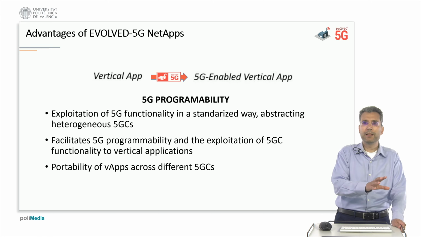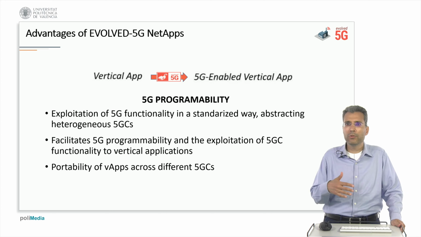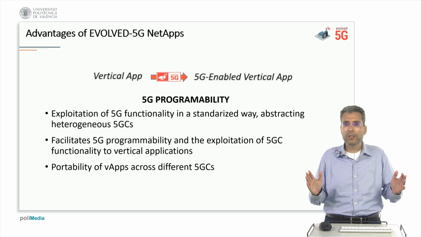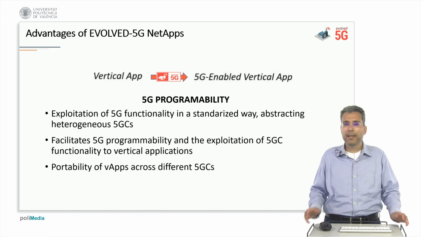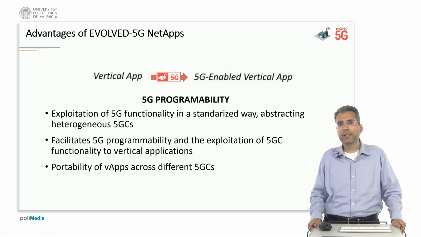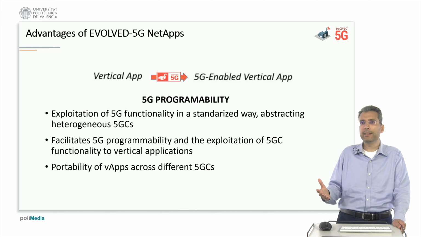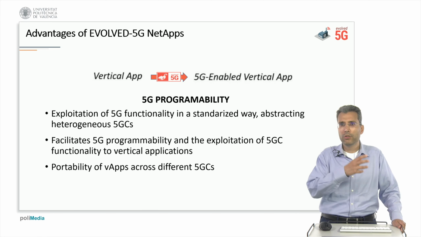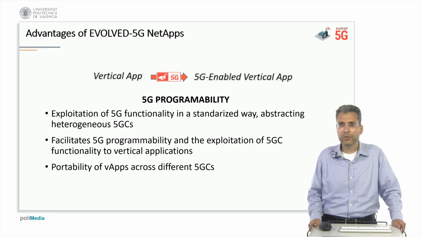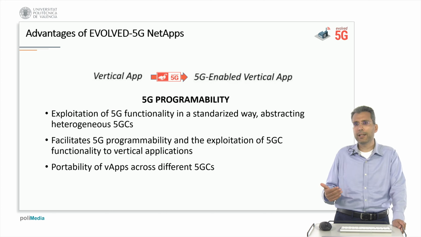So, the vertical application that is totally decoupled from the 5G network, with the interaction with the Evolved-5G NetApps, comes closer to the 5G system and is integrated with it. And by this coupling, we enable in practice the main vision of the Evolved-5G project, which is 5G programmability. So this means that we can consume the information of the core network towards the vertical application to make the application 5G enabled, but the other direction can also be supported.